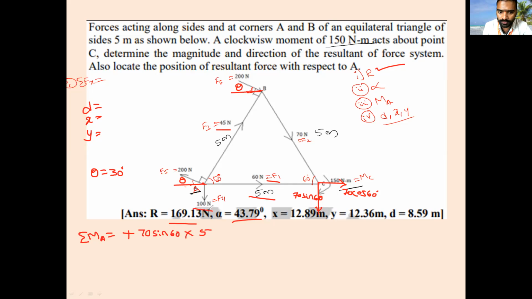Then coming to the F4, this F4 is also passing through the given point. Is it producing any moment? No. Then F5 force, this F5 force is also passing through the given point. Is it producing any moment? No. Okay.